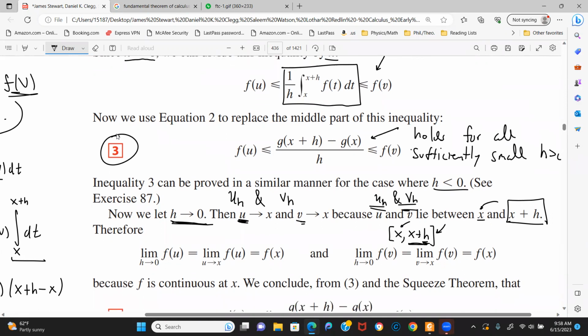So what's happening then is that as h goes to zero, u of h approaches x and v of h approaches x. They're getting squished towards x. And now by continuity, because f is a continuous function, when you take this limit as h goes to zero of f of u, again, it should be u sub h, but whatever, that doesn't matter, it's the same thing as taking the limit of f of u as u approaches x, but by continuity, that's the same thing as just plugging x in, right?